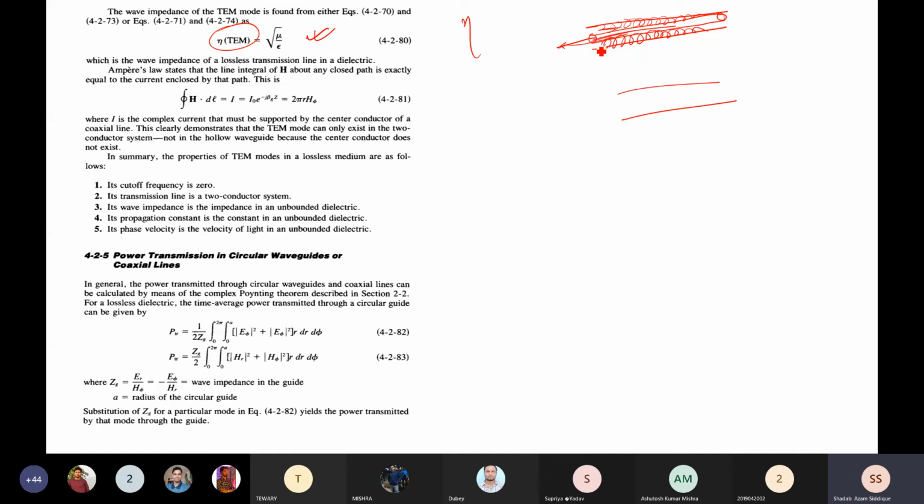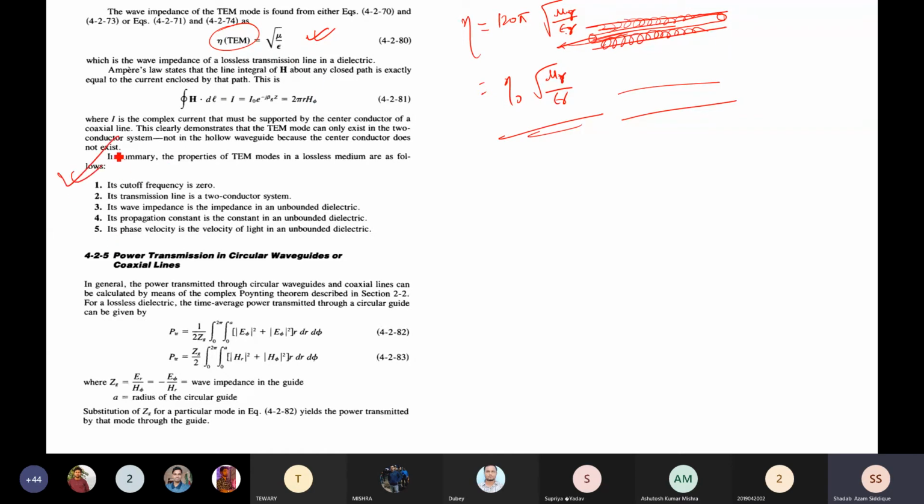So you cannot directly take mu naught and epsilon naught. For free space, eta is equal to 120 pi, which is the square root of mu naught by epsilon naught. Otherwise it can be written as eta naught times the square root of mu r by epsilon r, because mu naught by epsilon naught gives eta naught. So you can substitute this also.